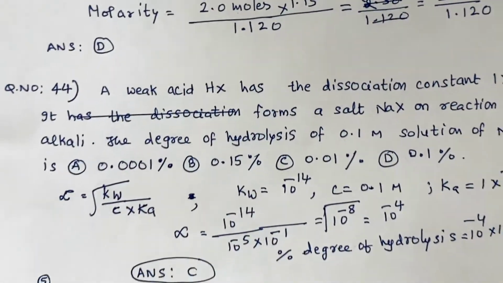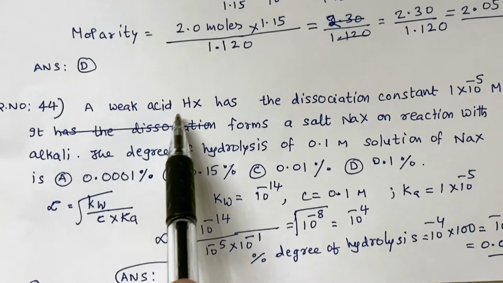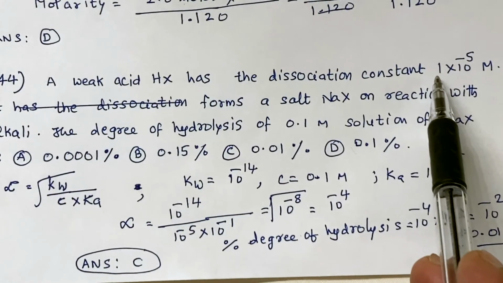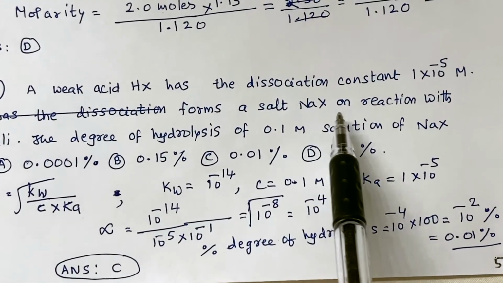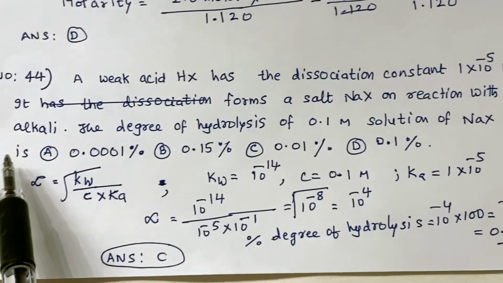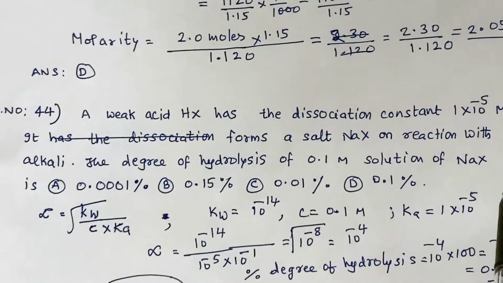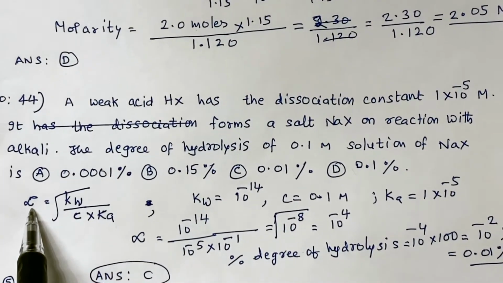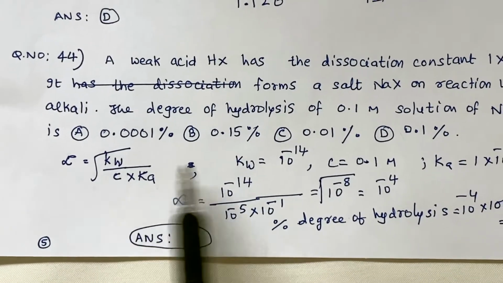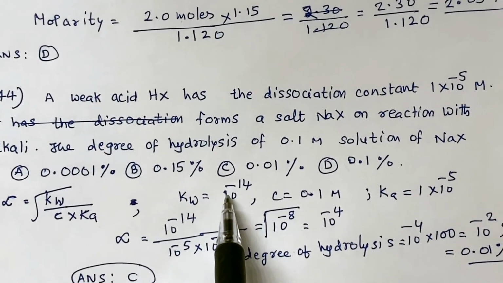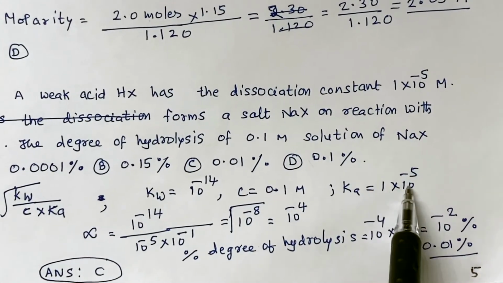So last question in this test, question number 44. A weak acid HX has a dissociation constant of 1 into 10 to the power of minus 5 M. It forms a salt NaX on reaction with alkali. The degree of hydrolysis of 0.1 M solution of NaX is asked. So we know that alpha is equal to the square root of Kw by C into Ka. So Kw we know is 10 to the power of minus 14. C is given 0.1 M and Ka is equal to 1 into 10 to the power of minus 5.